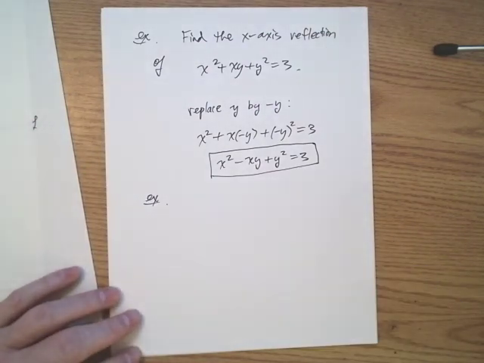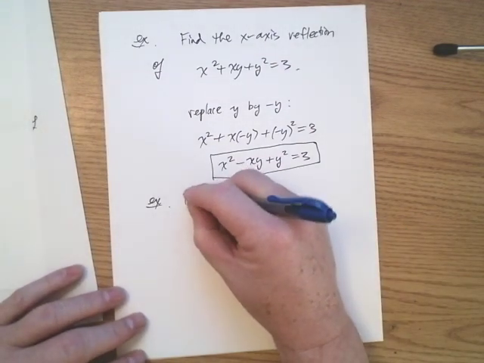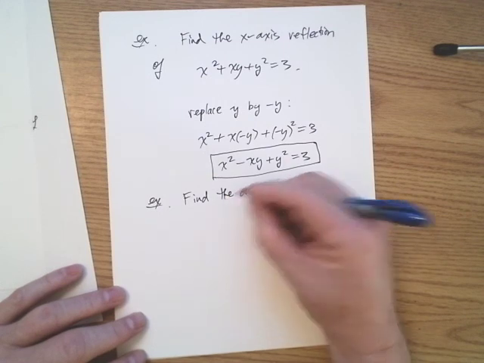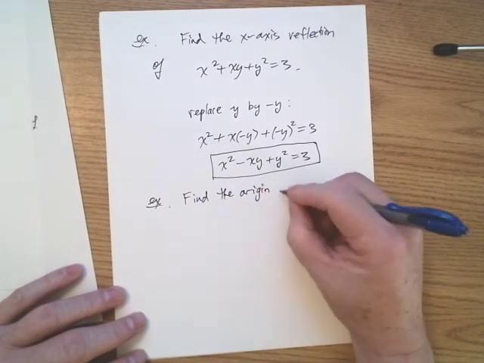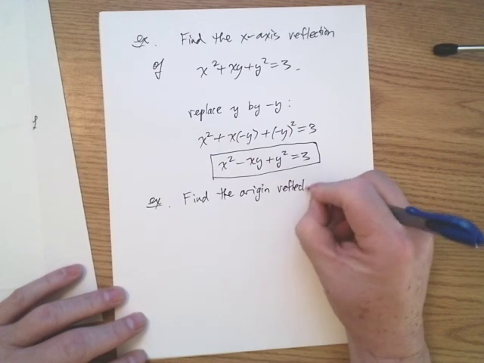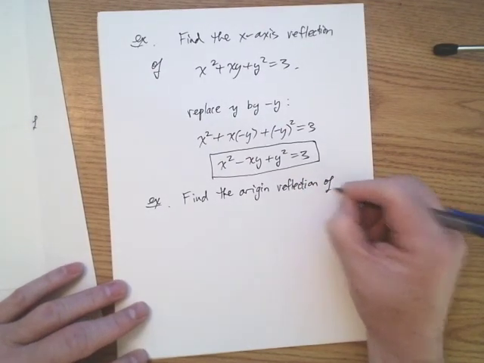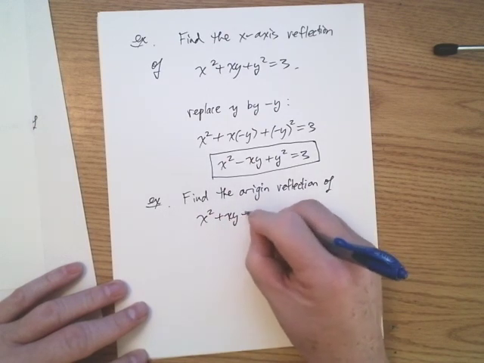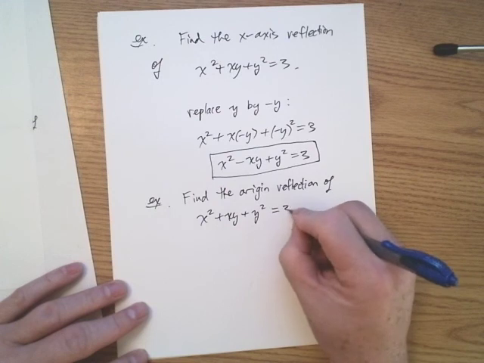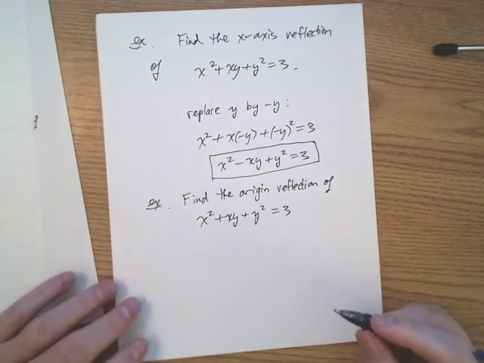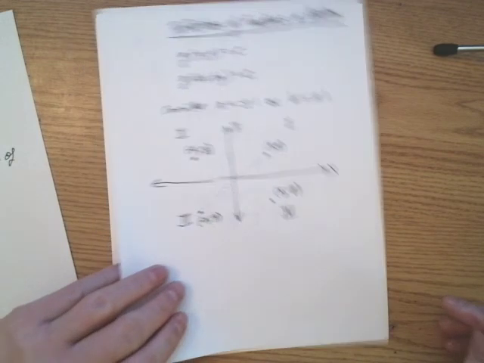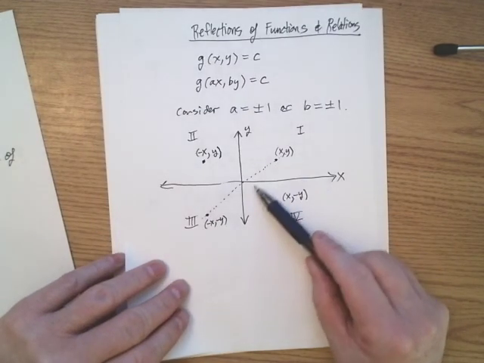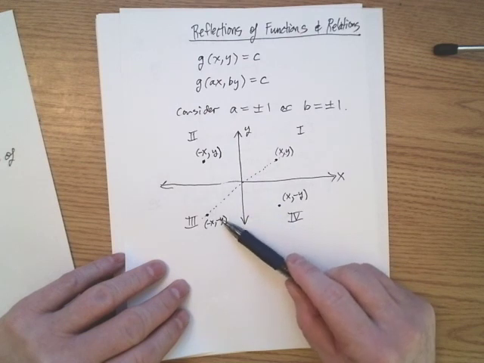Finally, let's do this one last one here. What do you think I'm going to do? You know what I'm going to do. Find the origin reflection of this thing. The origin reflection. Well, come back here. What are we going to do? Where I see x and y, I'm going to replace it by what? Negative x, negative y this time.